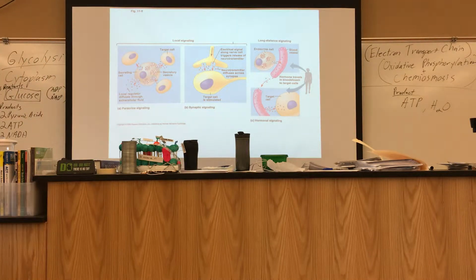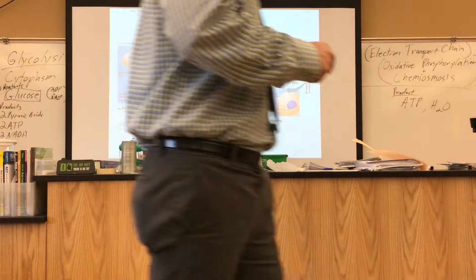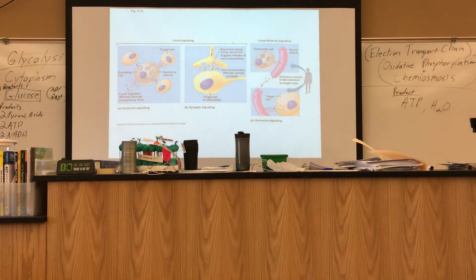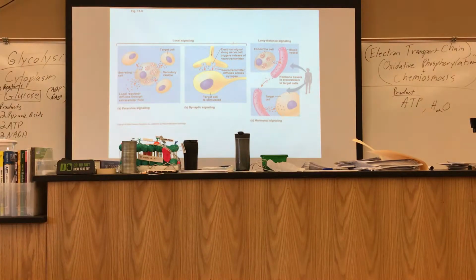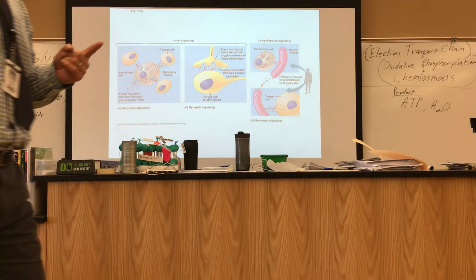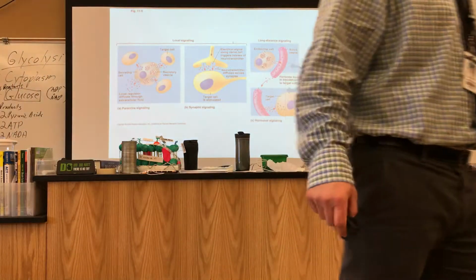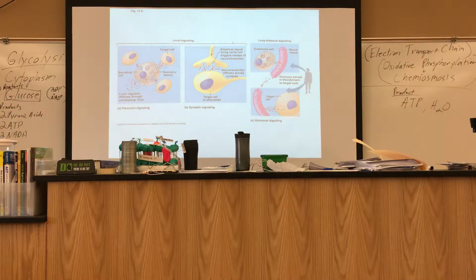The long distance signaling deals with hormonal signaling. What system of the body does hormonal signaling fall into? What's that? The endocrine system, right? So this is part of our endocrine system. We really have two major control systems in our body. One is the one we always think about, which is the nervous system. The other one is the endocrine system, which controls the body via hormones.